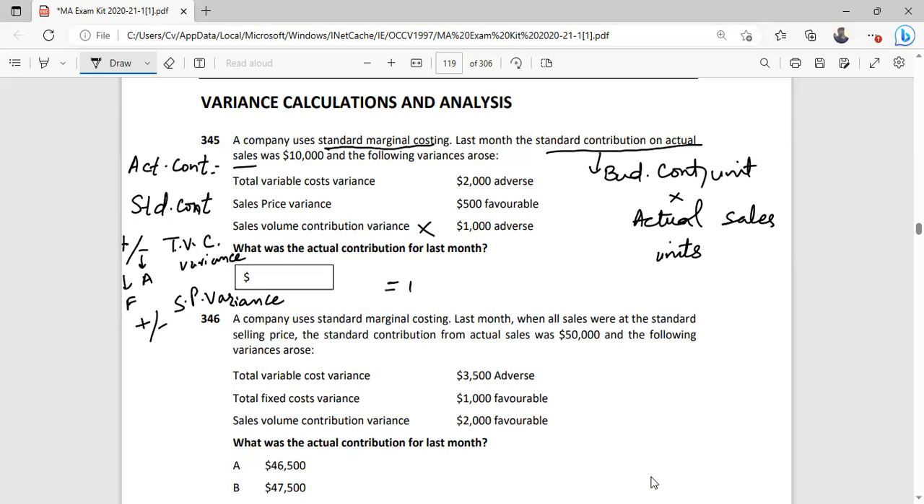So standard contribution is 10,000 plus variable cost variance 2,000 adverse. So it is not plus, it is minus. Then sales price is favorable with 500. This time you will add because it is favorable. So what is the profit? We can calculate: 8,500 is the actual contribution. Any question?